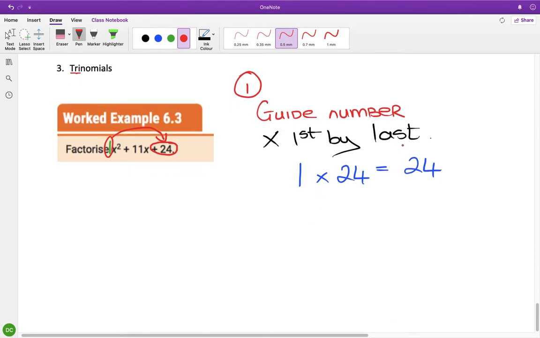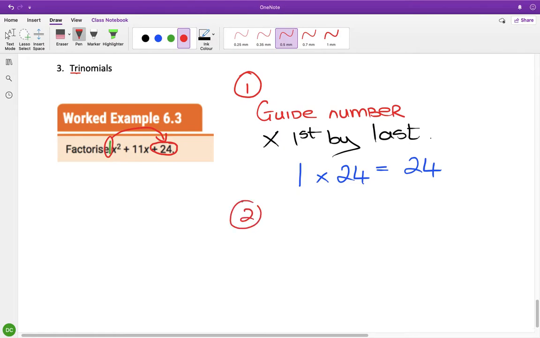You multiply the first by the last, just remembering that if there is no number in front of the x squared, it's an invisible 1 and you need that 1. A lot of the questions will have a number in front, so it's fine. It's just if it's missing, you have to put in the 1. Right, so that's your guide number.